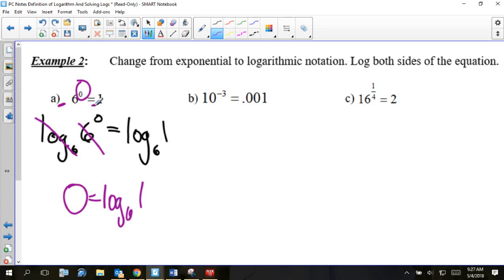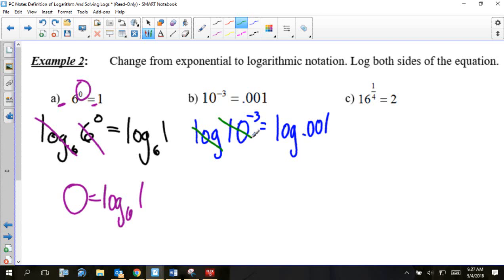So next one. I want to just change the form to logarithmic form. Which log should I use? Log base 10. So what do I actually write? Log of 10 to the negative 3 equals, I have to do it to the other side, log 0.001. So log base 10 and base of 10 cancel. We get negative 3 equals log 0.001. Switched forms, that's all we were doing. How about you try the next one?